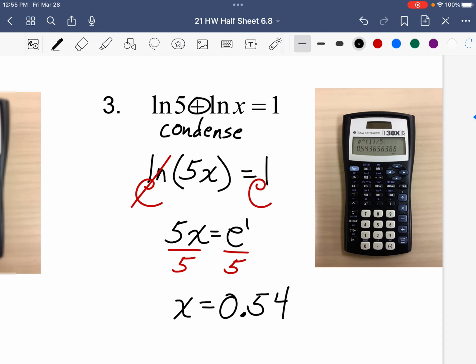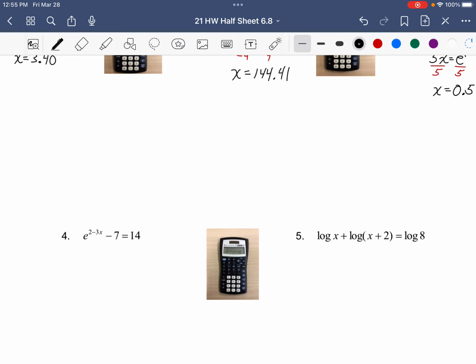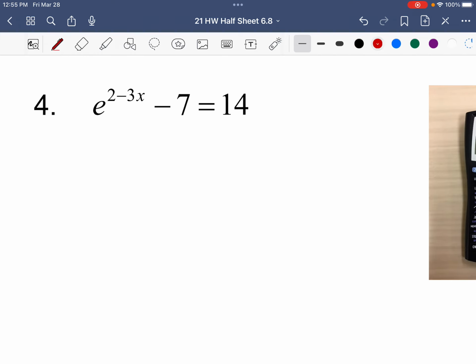So I had to condense when there were multiple logs. This is another exponential equation. In exponential equations, x is in the exponent. You want to try to isolate the heart of the problem. The heart of the problem is the e to the x part.